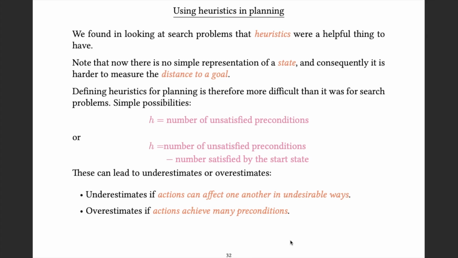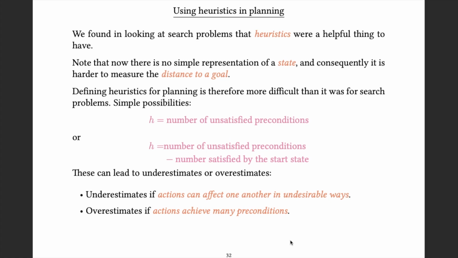Now, for partial order planning, it's a little bit more tricky than anything we've seen before, because in particular we don't have any real straightforward representation of a state, because our state now is a partially completed plan. And it's not obvious how we might measure any kind of sensible distance between a partially completed plan and a goal. Now, with a little thought, you can come up with possibilities that seem sensible, such as the number of currently unsatisfied preconditions, or perhaps the number of unsatisfied preconditions minus the number satisfied by the start state.